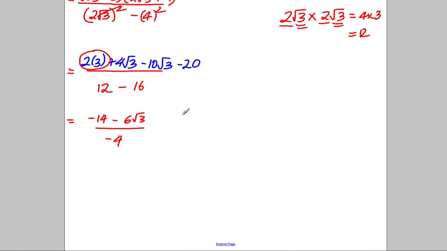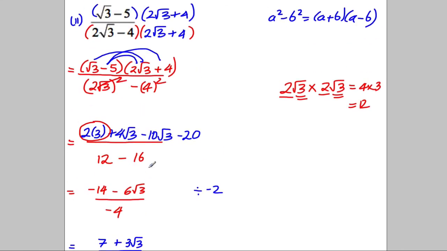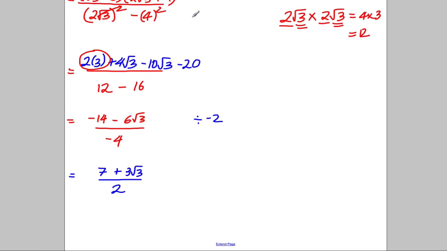Now, there's a factor on top and bottom. We can divide everything through by 2. And in particular, we can divide everything by negative 2 to get rid of those negatives. So we get 7 plus 3 root 3, all divided by 2. And that's my final answer for this.